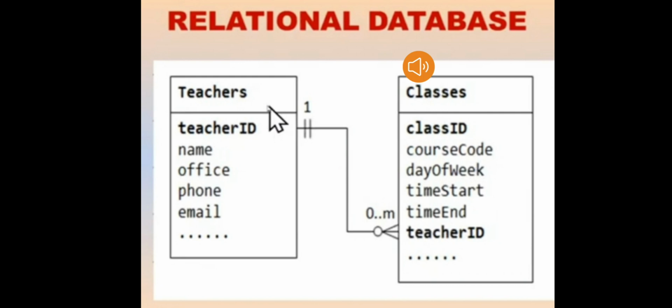Here we are able to see a relational database. As an example, we have two tables. The first one is of teachers and the second one is of classes. See, teachers: ID, name, office, phone, email, etc. Then classes: class ID, course code, day of week, time start, time end, and teachers ID. What is common in these two tables? Teachers ID is common, so it shows the relation over here. So it is a relational database.